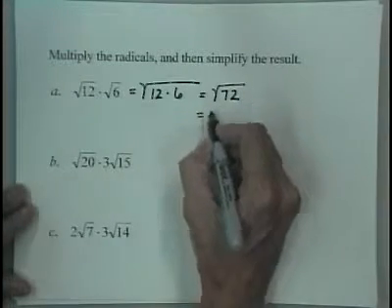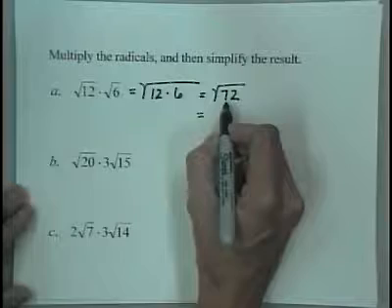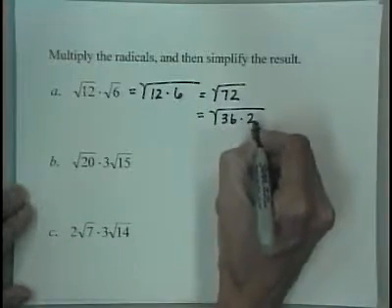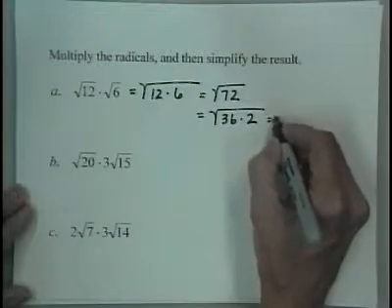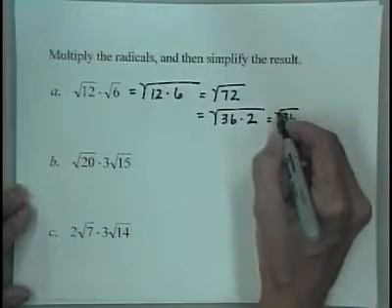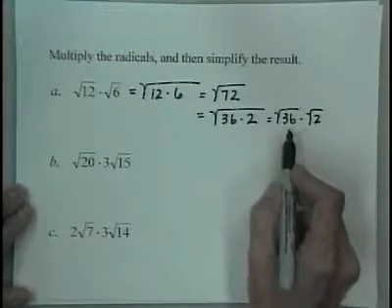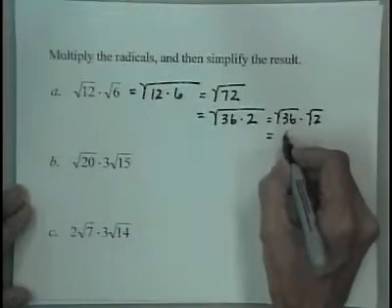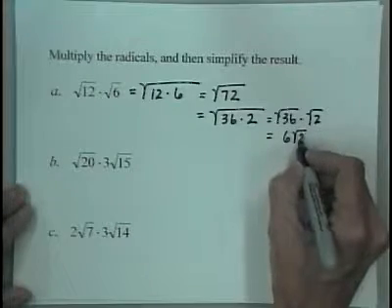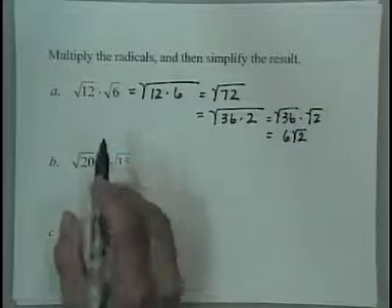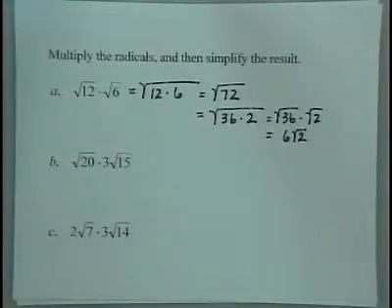Well, I'm looking for a perfect square factor of 72. I know that 72 is 36 times 2, and so I'm going to break this into the square root of 36 times the square root of 2. Simplify the square root of 36 to get 6, and next to it write the square root of 2, and that's the simplified version of this product.